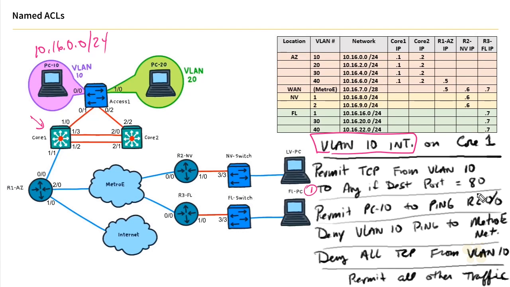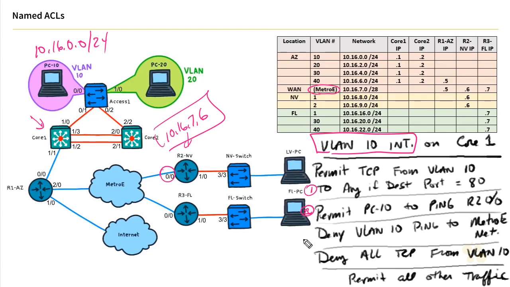Task number 2, or line number 2, permit PC10 to ping R200. Let's verify where that is. So here's R2, there's 00. That's on the Metro Ethernet network. So that address would be 10.16.7, and R2 is using .6. So we'd want to permit ICMP traffic from that specific host, PC10, to this IP address 10.16.7.6, and have that in the access control list applied to the VLAN 10 interface on Core 1. All right, that's number 2.